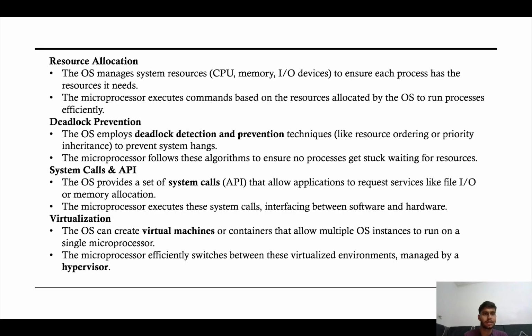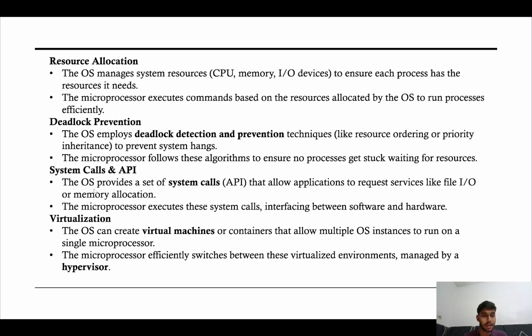Resource allocation. The OS manages system resources like CPU, memory, input-output devices to ensure each process has the resources it needs. Deadlock prevention. The OS employs deadlock detection and prevention techniques like resource ordering or priority inheritance to prevent system hangs. The microprocessor follows these algorithms to ensure no processor gets stuck waiting for resources.